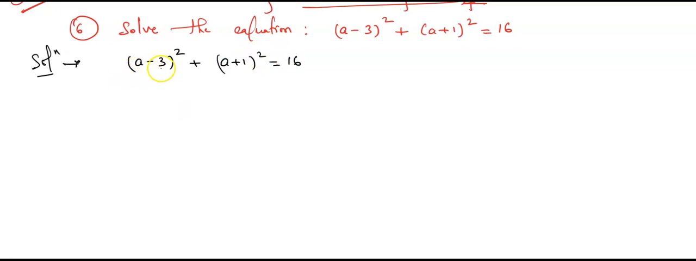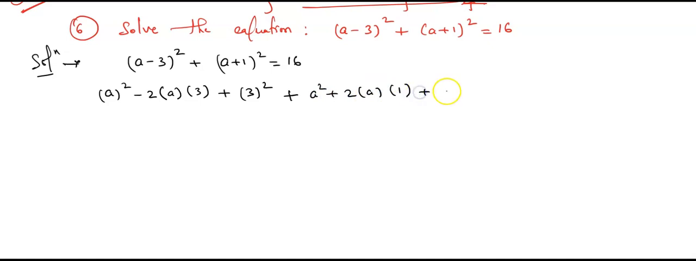Now we can see it is in the form of (a minus b) whole square. What is (a minus b) whole square? a square minus 2 into a into b plus b square. But here what is a? a is a only, but b is 3, right? a square minus 2a into 3 plus 3 square. Then plus (a plus 1) whole square, that is (a plus b) whole square, that is a square plus 2 into a into b plus b square. Here a means a, b means 1, that is equal to 16.